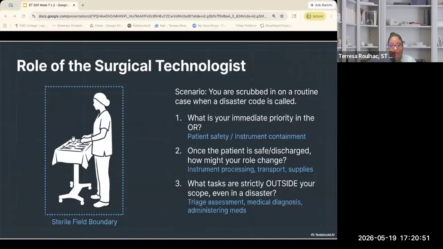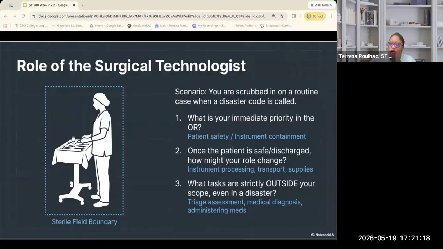I have seen concepts thrown at you this week where they throw different scenarios and they're asking you to think about you, you're there, you're in the role. What is your first priority? Things I want you to look at. We always come back to patient safety, right? But we're still going to maintain that sterile field. We're going to still try to secure instruments.